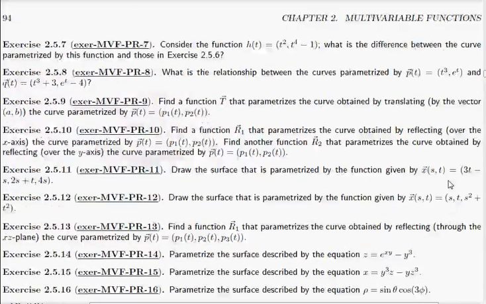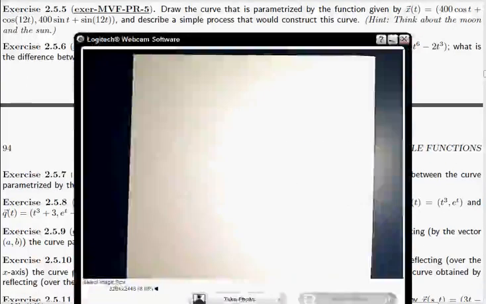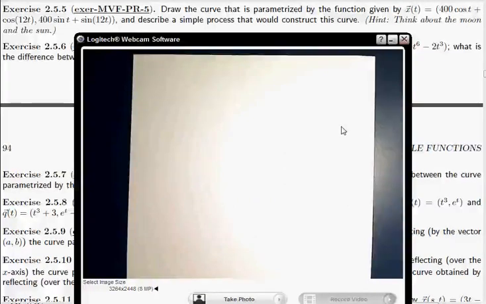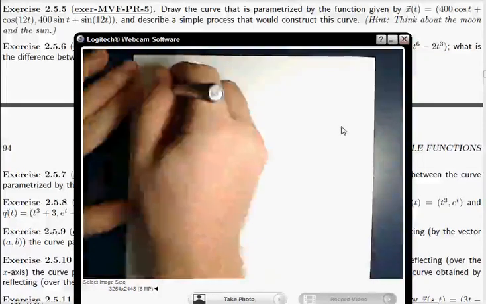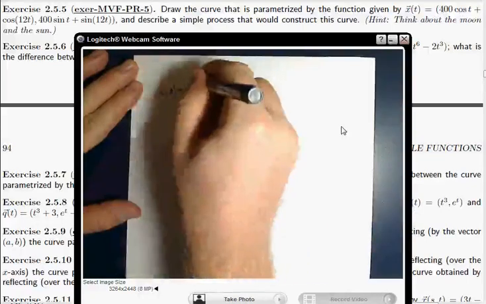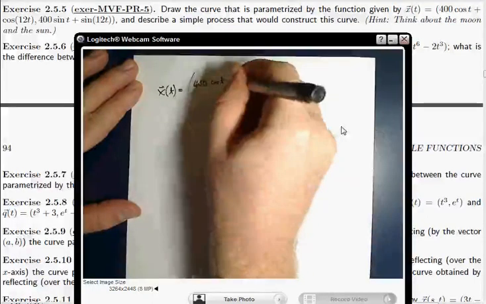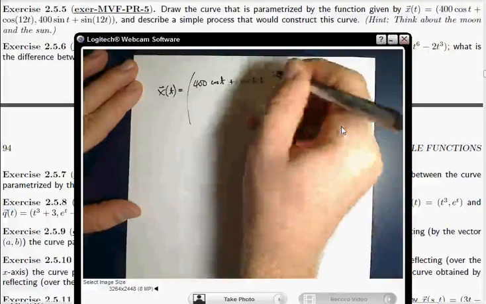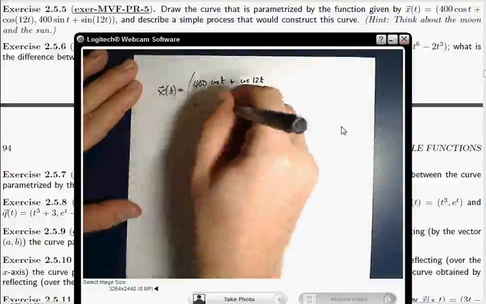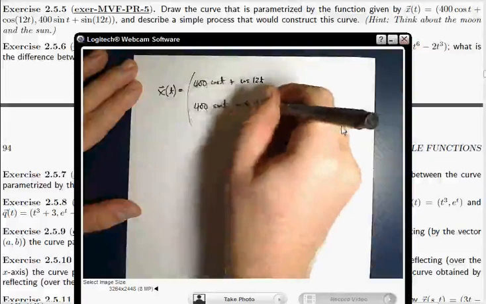Let's see, I'm sorry, what number was it? 5. Yeah, here it is. Right, so here we've got position is 400 cosine t plus cosine of 12t. And then I have 400 sine t plus sine of 12t.